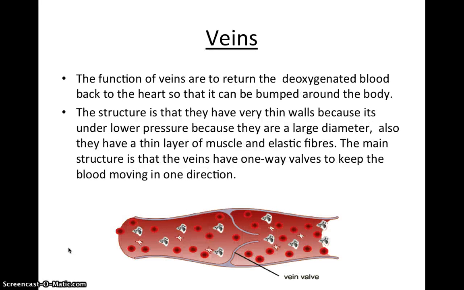And veins. The function of a vein is to return the deoxygenated blood back to the heart so that it can be pumped around the body again. The structure is that they have very thin walls because it's under lower pressure, and the reason it is under lower pressure is because their walls are of a large diameter. Also, they have a thin layer of muscle and elastic fibres, and the main structure is that veins have a one-way valve to keep the blood moving in one direction and to prevent backflow.